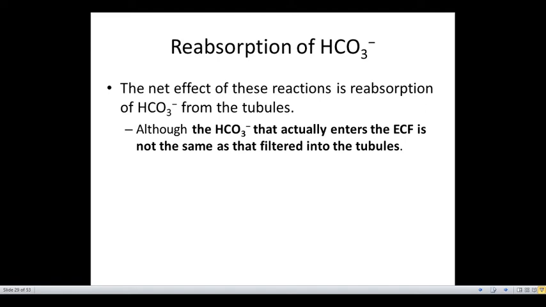Although, do remember that the bicarbonate ions that actually enter the extracellular fluid are not the same as those filtered into the tubules.